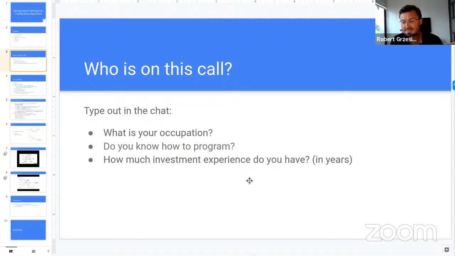Do I know how to program? Yes, I've been coding for almost 25 years. I don't want to date myself, but I started back when I was like 12 years old or something like that. So it's been a long time. I think I can code, and I can speak English, and I hope I speak English fairly well. And how much investment experience do you have? I started back in 2007, right before the market crash. So not ideal timing in terms of investing, but a really good way to learn about risk management, that sort of thing.